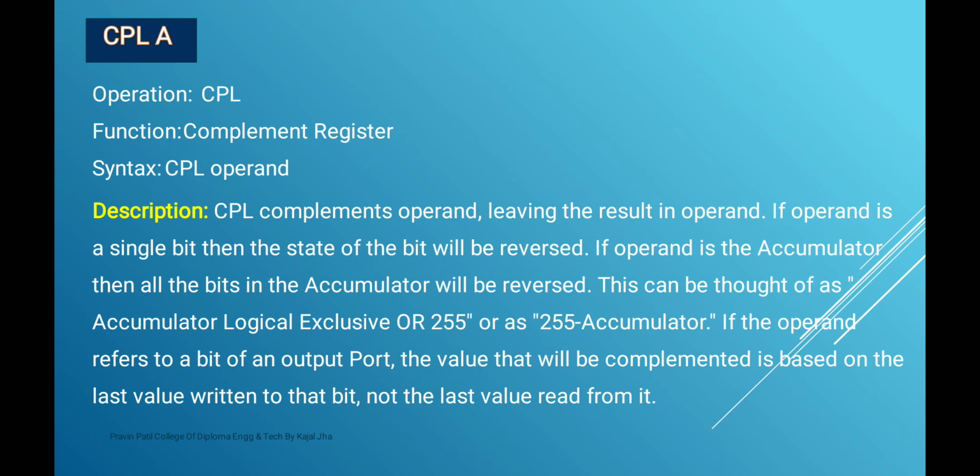If the value 1100 is present in the accumulator, then after CPL A it will be 0011. This is the answer. If the operand contains 1100, then after CPL A it will be 0011. This is the meaning of CPL, complement.